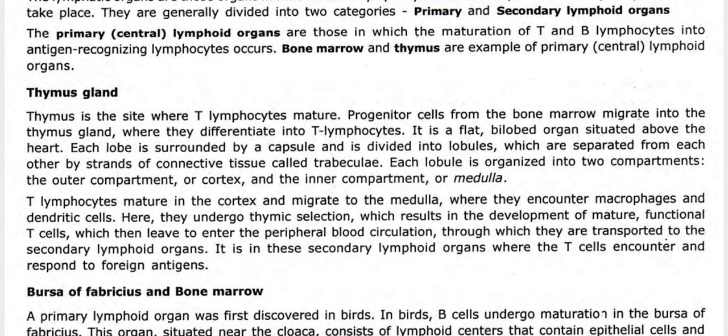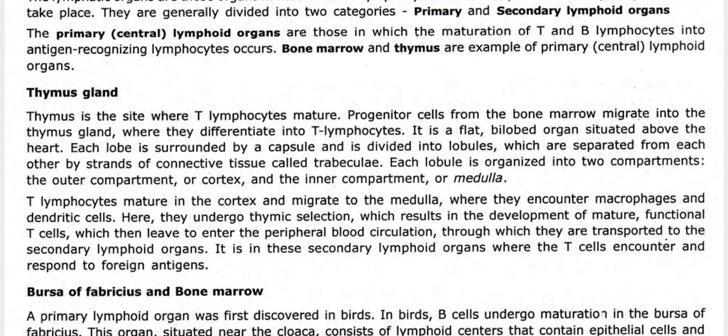Thymus gland. The thymus is the site where T lymphocytes mature. Progenitor cells from the bone marrow migrate into the thymus gland where they differentiate into T lymphocytes. It is a flat bilobed organ situated above the heart. Each lobe is surrounded by a capsule and is divided into lobules, which are separated from each other by strands of connective tissue called trabeculae.